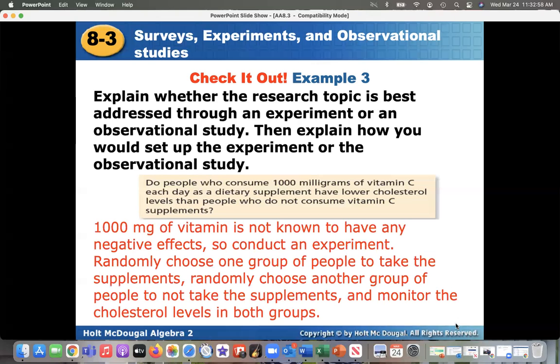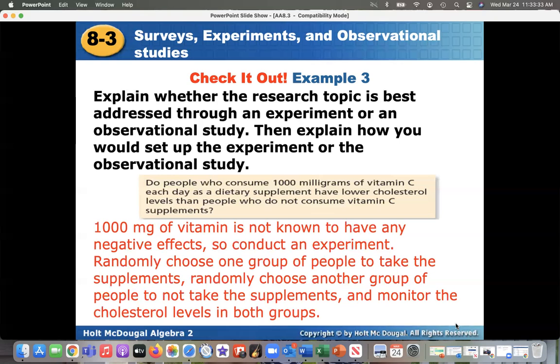So it says 1,000 milligrams of a vitamin is not known to have any negative effects. So if it did, we wouldn't want to do an experiment. We'd want to do a study. Randomly choose one group, as Cassie said, of people to take supplements. Randomly choose another group that does not, and compare their cholesterol levels after some specified amount of time. You'd probably ask those people to live normally for a month, or maybe 2 months. You wouldn't want to tell them anything. Just, all right, here you go.